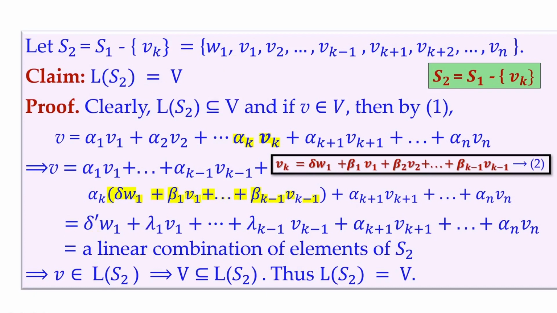So you have all the elements excepting Vk, so you have that to be a linear combination of elements of S2, this one. So this V belongs to L of S2, and therefore V in capital V implies V belonging to L of S2. So capital V is contained in L of S2. Already L of S2 is contained in V, and here V is contained in L of S2. So you have L of S2 to be the whole of V. That is, S2 spans V.